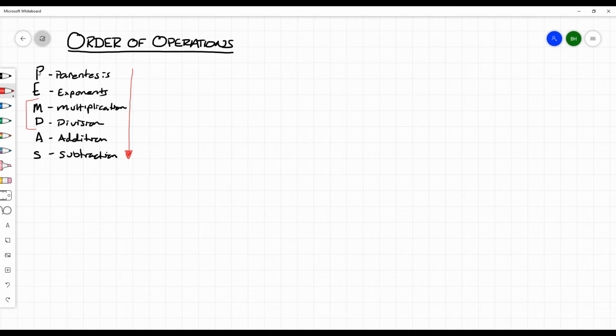Multiplication and division actually should be done whichever comes first from left to right within an expression. Same thing with addition and subtraction. Those two have the same, it's called precedence. And this is something that means that they both have the same weight in terms of simplifying a problem. One doesn't have to come before the other.